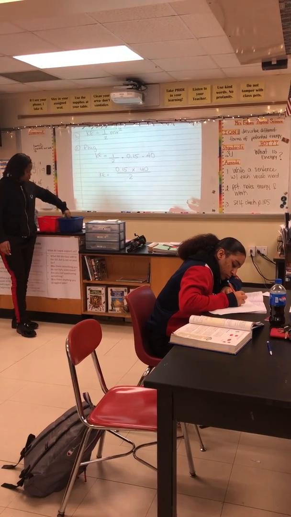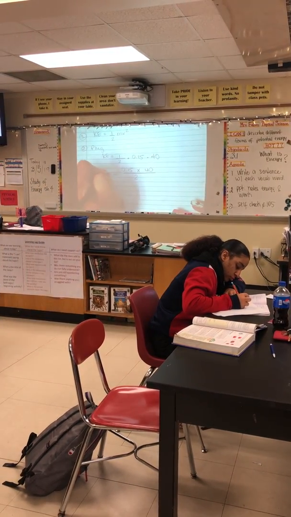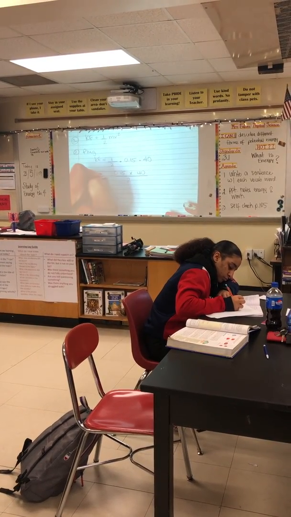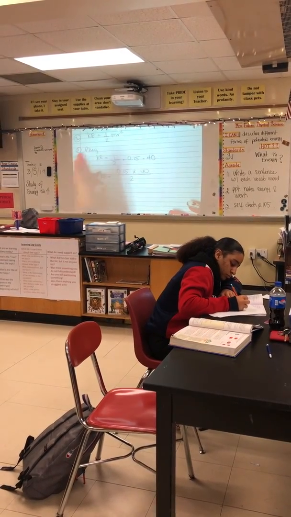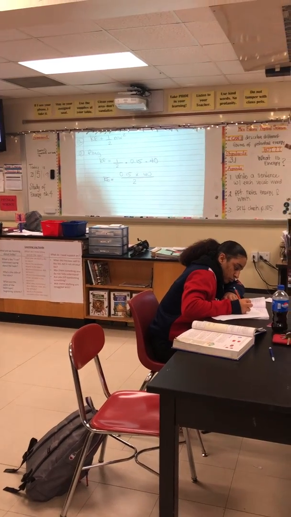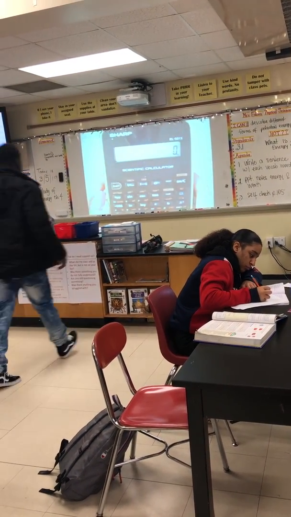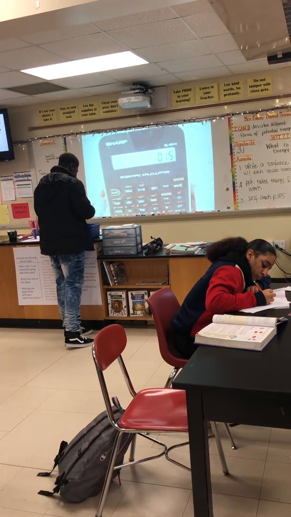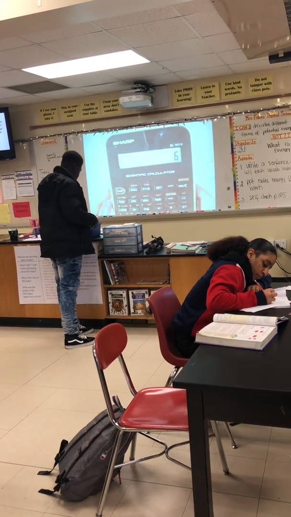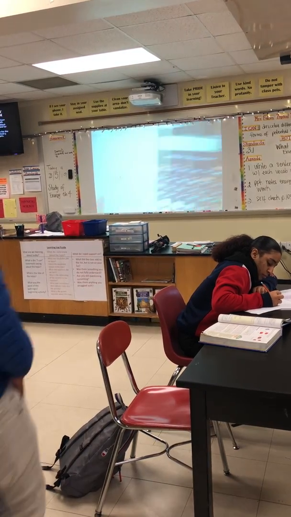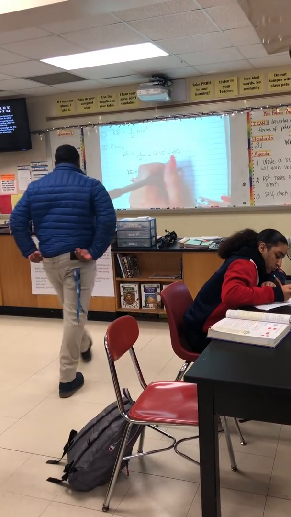I see some of you guys are still waiting for the answer to drop magically from the sky because you refuse to get up and get a calculator. If I put in 0.15 times 40, that gives me 6. And if I divide that by 2, that gives me 3.